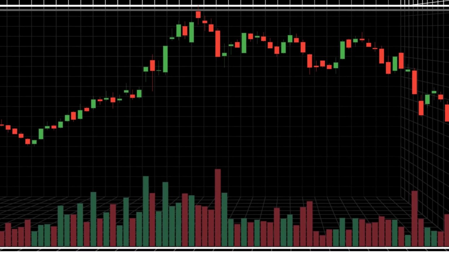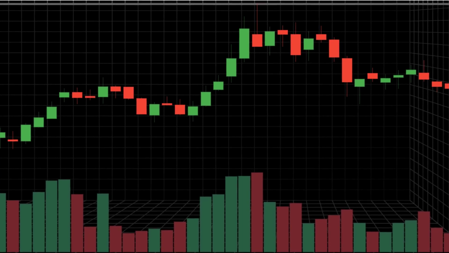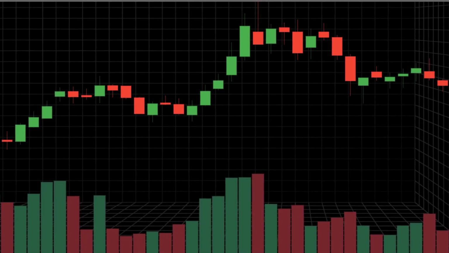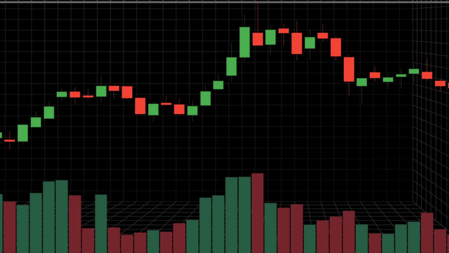The financial markets are complex and unpredictable. But to navigate the chaos, always pay close attention to the two things that never lie: volume and price action.